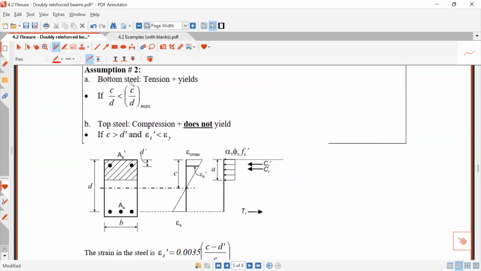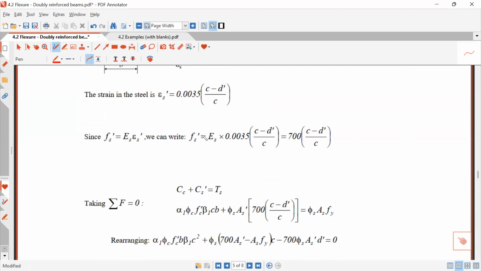Okay, the next assumption is, again, the bottom steel is in tension and it's yielding, but the top steel is in compression, so C is larger than D prime, but it's not yielding. So epsilon S prime is less than epsilon Y. In that case, we need to be careful with this CR prime. Fs prime is not equal to Fy. So we need to do what we did for over-reinforced beams and determine a relationship for Fs prime based on Hooke's law.